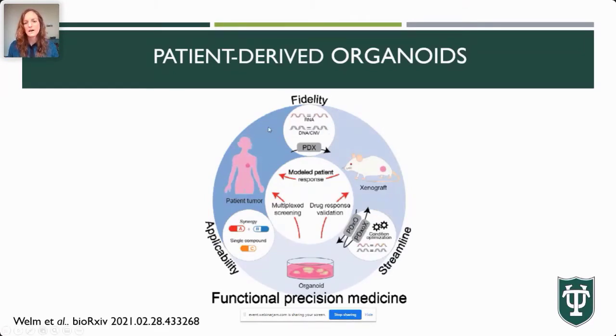There's a high fidelity of the organoids and the PDX models to the patient tumor, where the RNA and the genomic composition of the organoids are reflective of the patient's tumor. And this helps to streamline drug response validation.